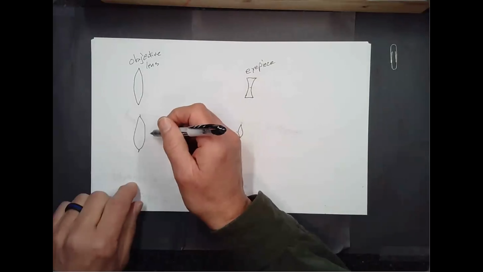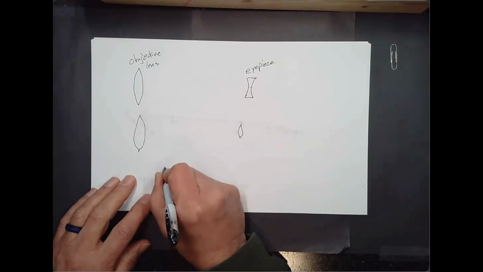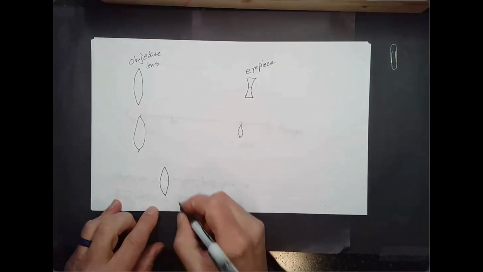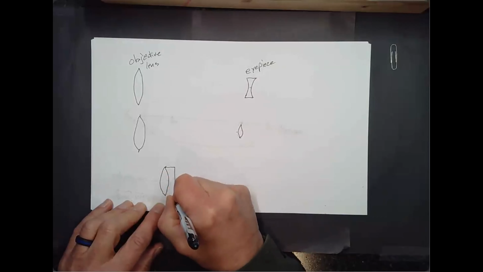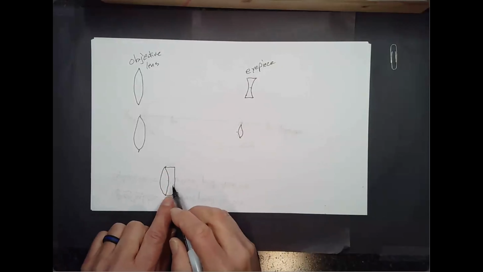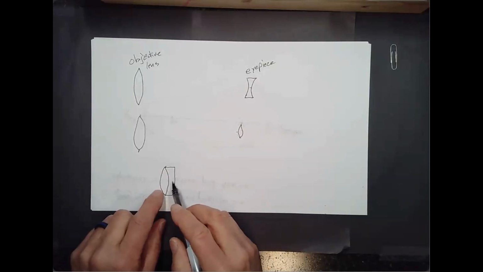However, it can be partly overcome. And one of the ways that it's overcome is for the objective lens, instead of a single piece of glass, you use a double piece of glass. And the second piece of glass can be a different type and have different wavelengths that it disperses in different amounts.